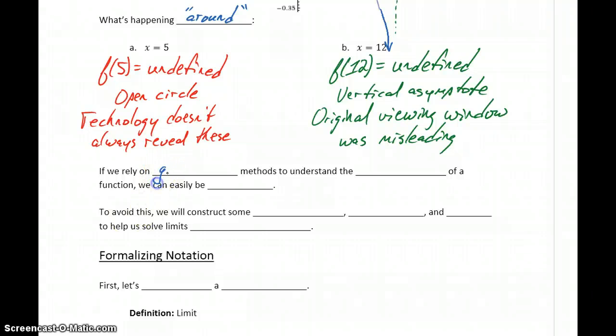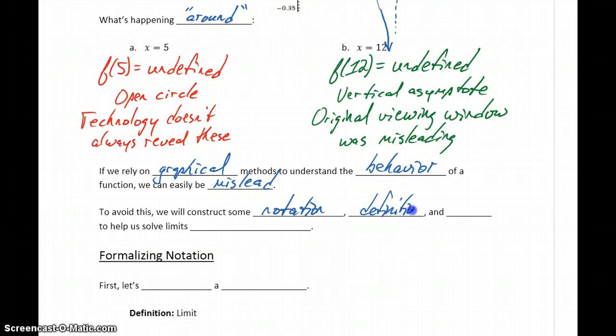So if we rely on graphical methods to better understand the behavior of our function, then we can easily be misled. Calculators and computer programs can do things to give us an inaccurate picture. So to avoid this, we'll construct some notation, definitions, and theorems to solve limits algebraically.